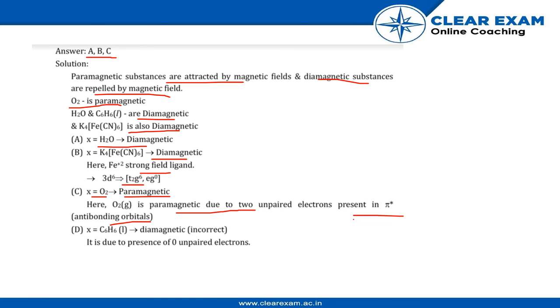Now D part, X is equal to C6H6 liquid, diamagnetic. It is incorrect. It is due to the presence of zero unpaired electrons.